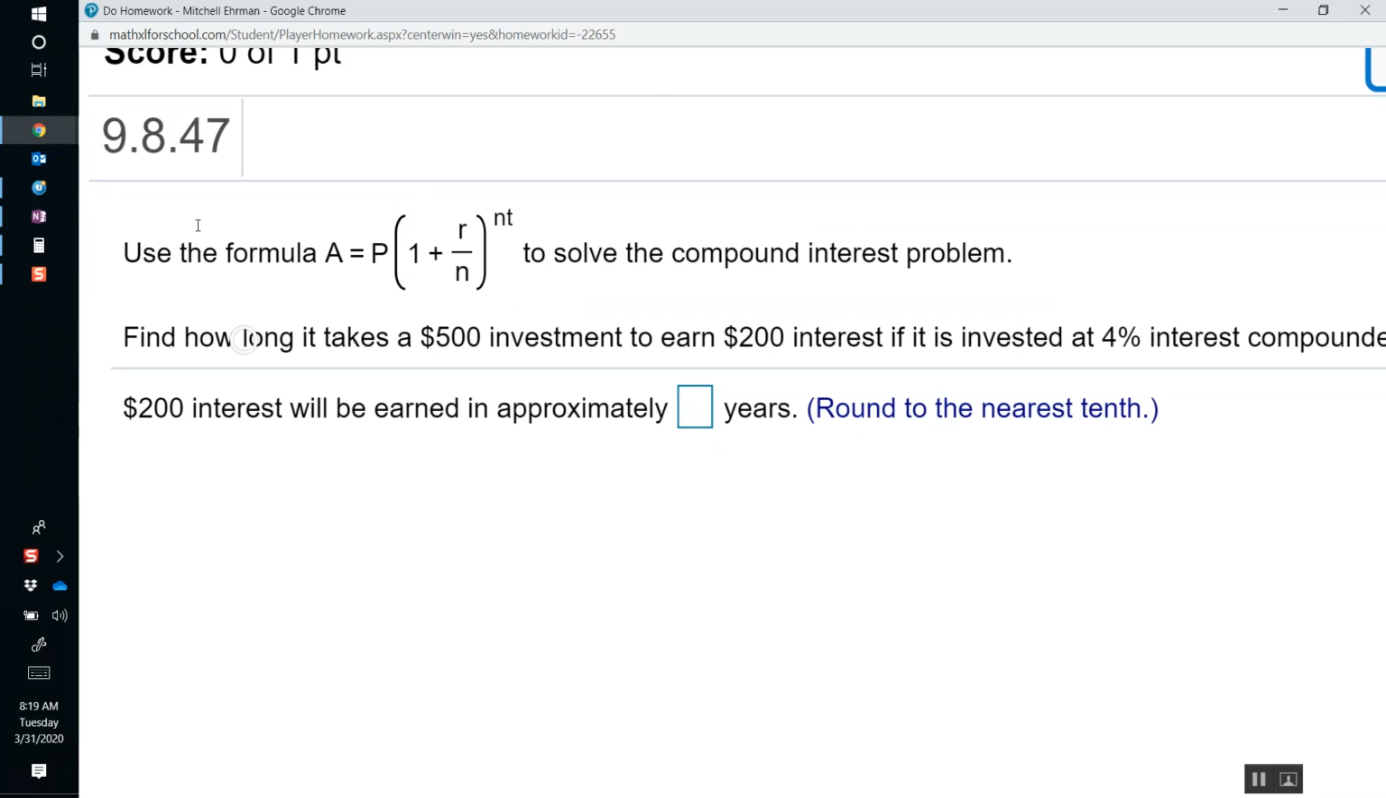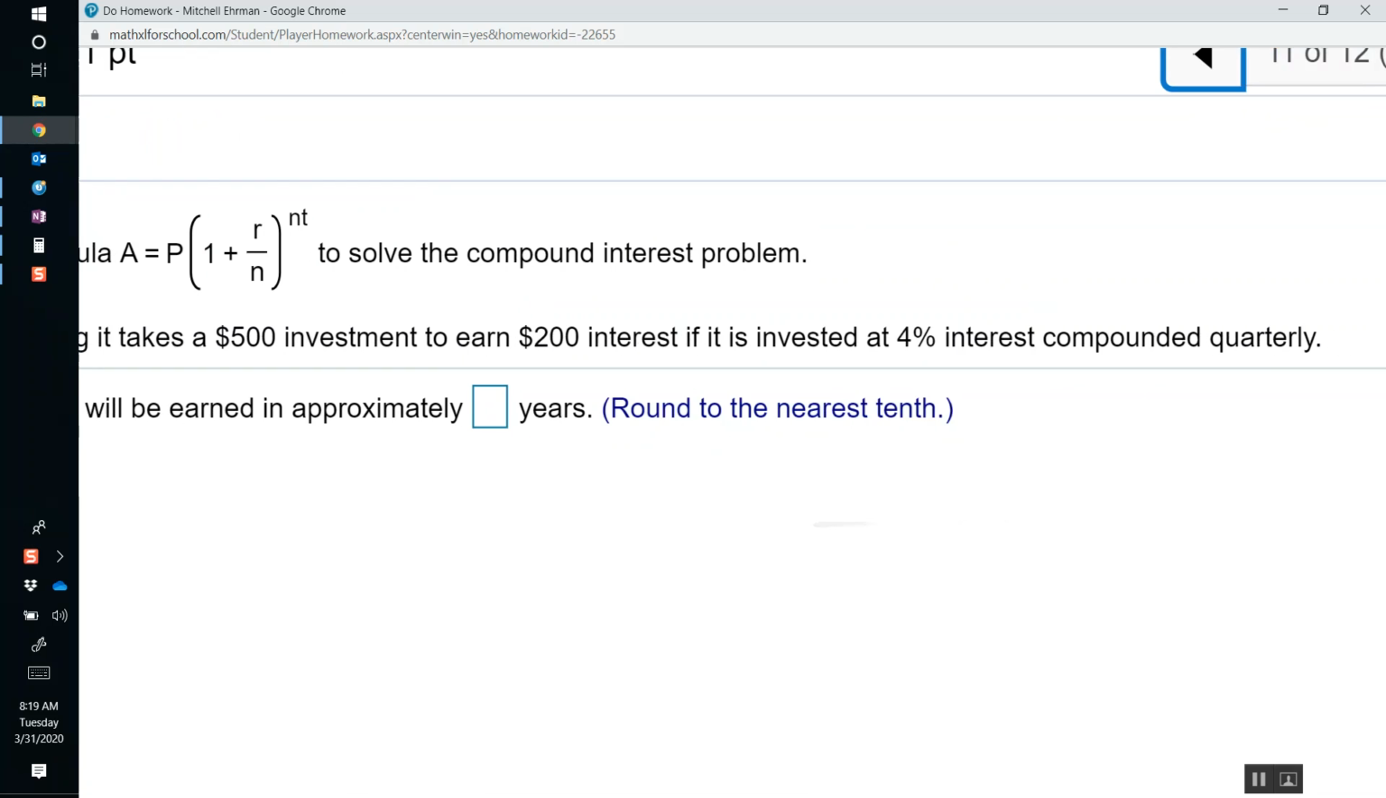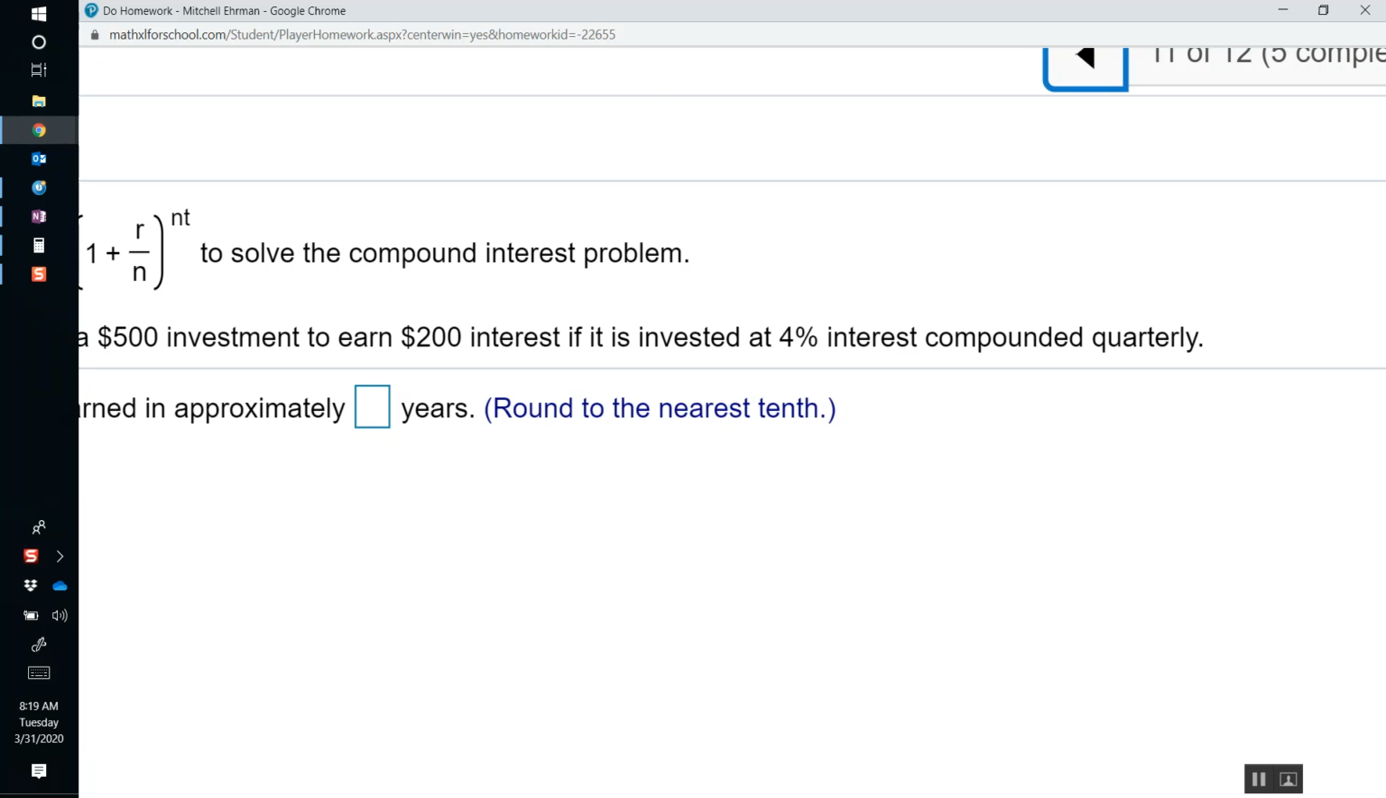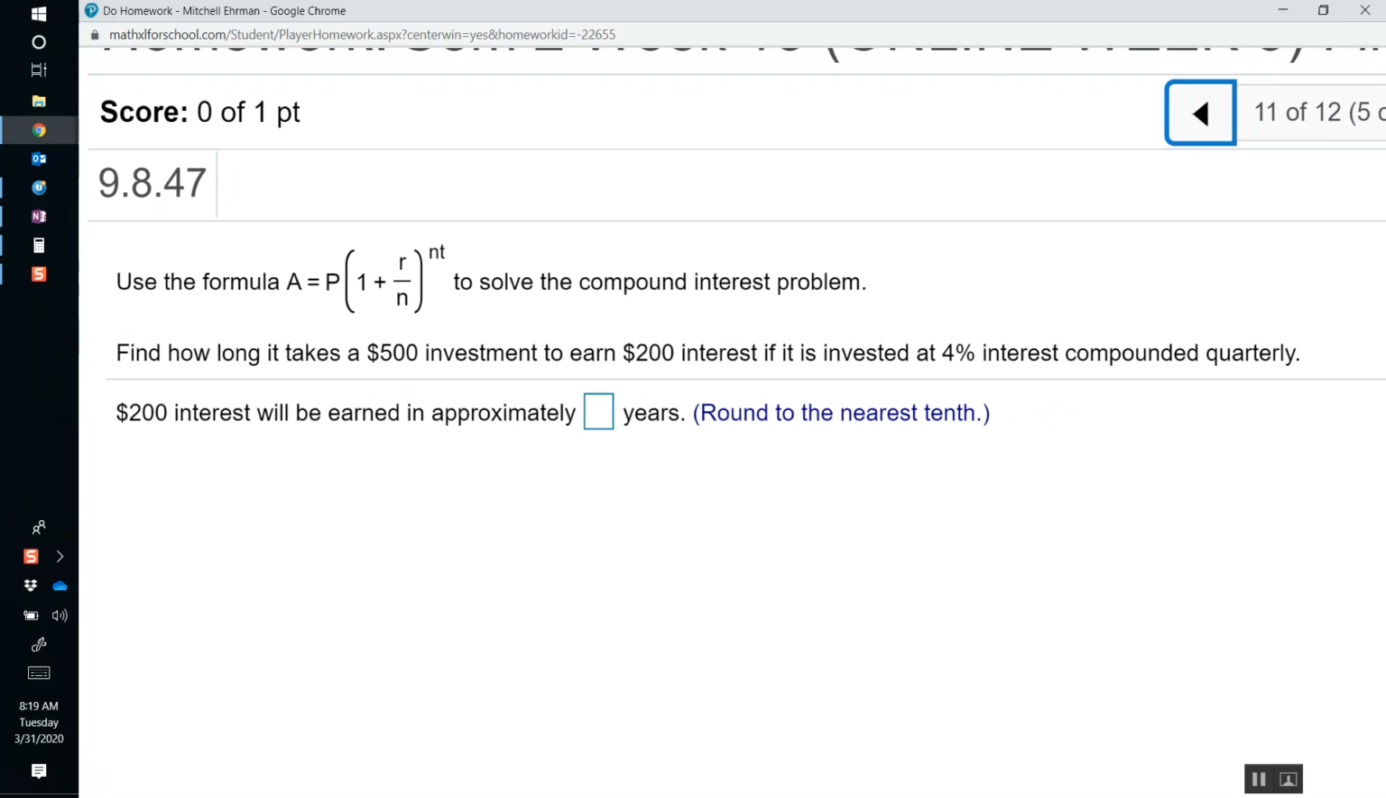And we're going to find out how long it takes a $500 investment to earn $200 in interest if it's invested at 4% interest compounded quarterly. So there's lots of information going on in this particular problem. The $500 investment is how much we start with, so that's going to be our P value. The interest means that this $500 is going to grow by $200, so it's going to increase from $500 to $700, and that $700 is what we're using as A.